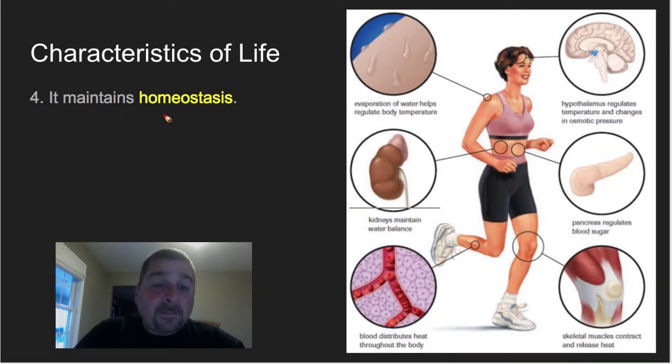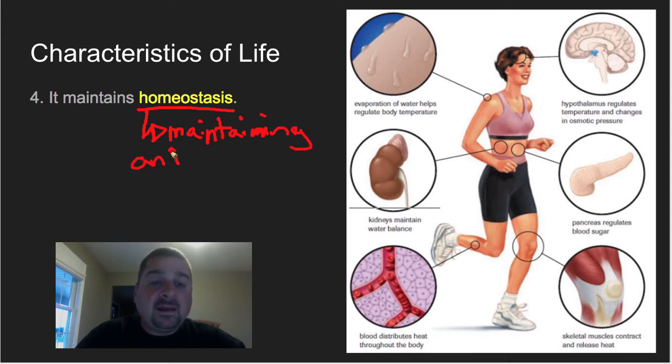Characteristic number 4 is something we call homeostasis. Homeostasis, kind of a definition, is maintaining an internal balance.